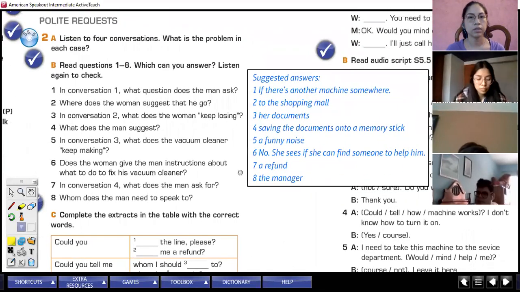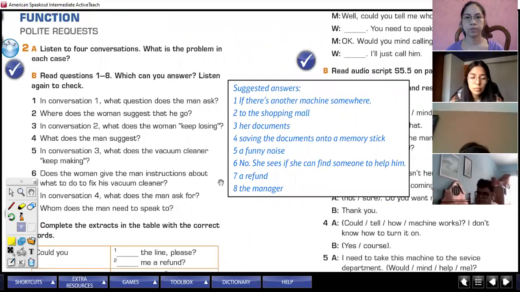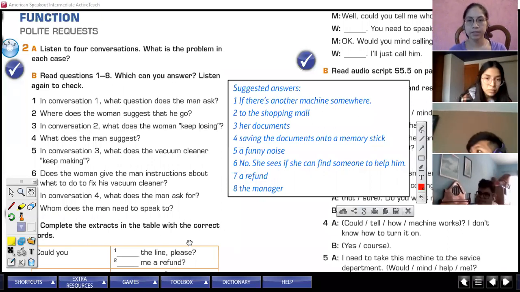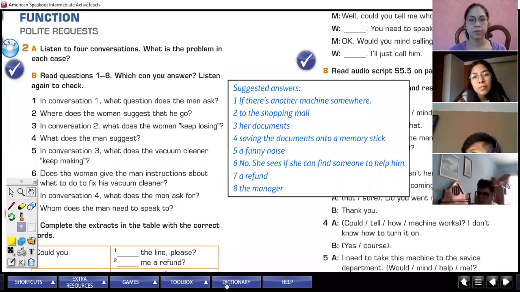Check your answers. How many correct? All correct? Six. 6 of 8, very good. And the rest of you, were you correct?